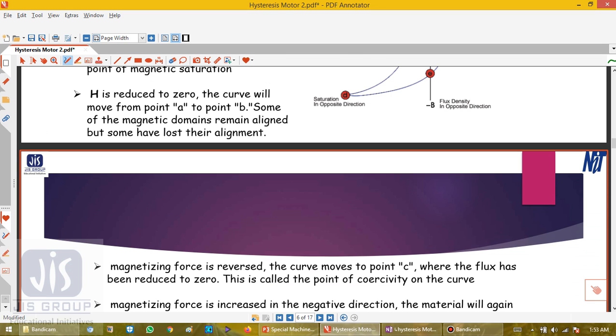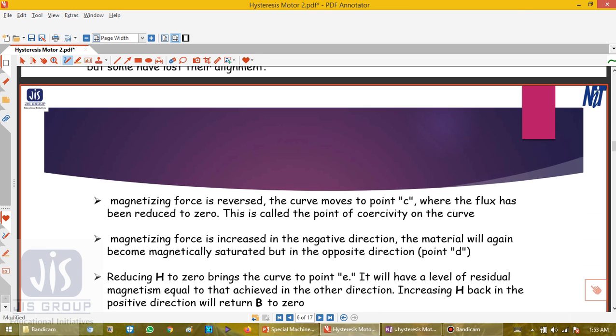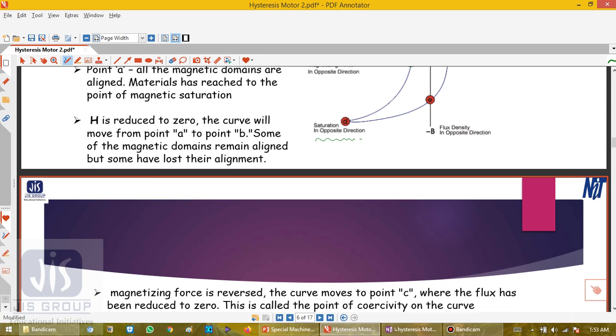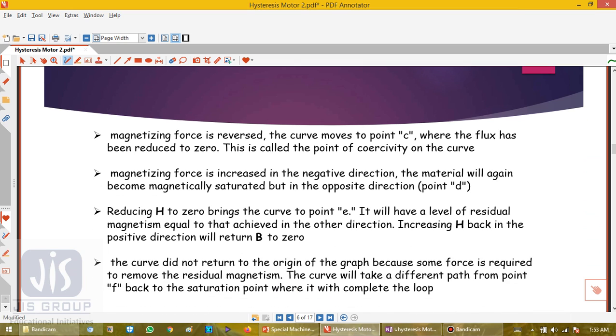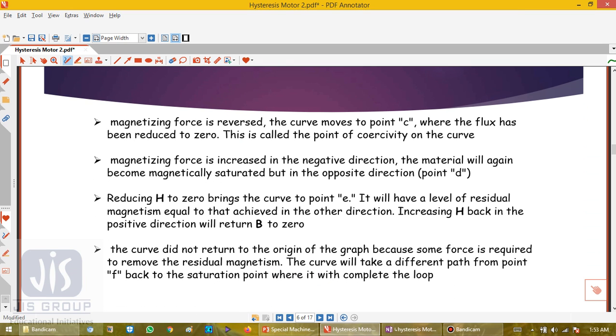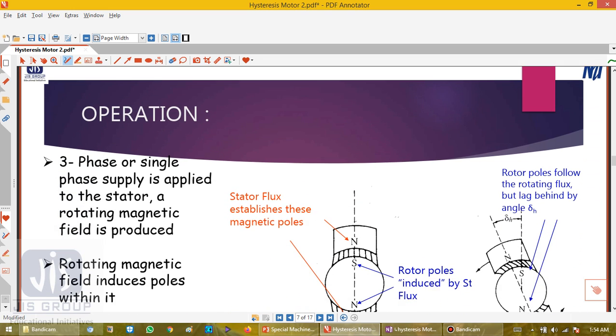So this is also known as saturation in the opposite direction. Then it will reach points E and F respectively. Now reducing H to 0 brings the curve to point E. It will have a level of residual magnetism equal to that achieved in the other direction. Increasing H back in the positive direction will return B to 0. So this is the hysteresis loop.